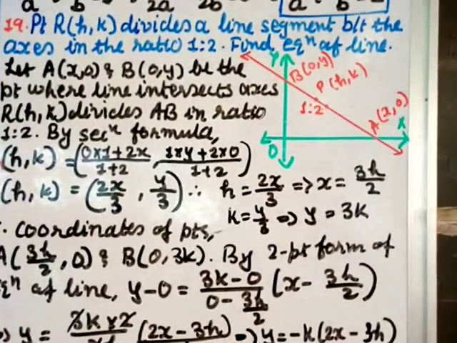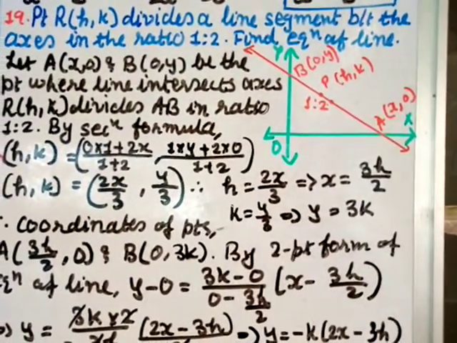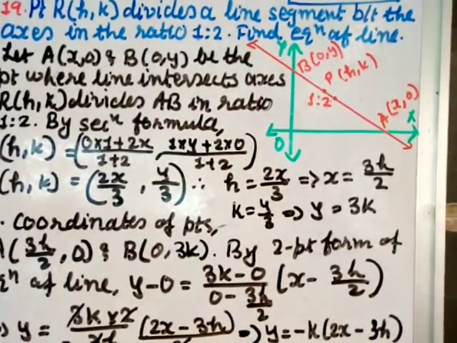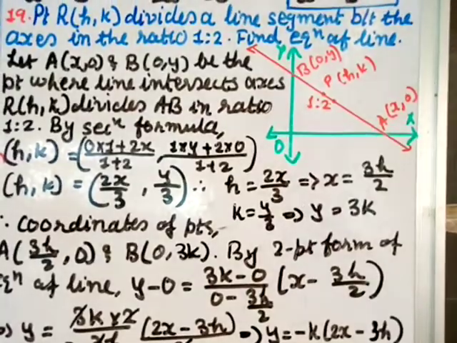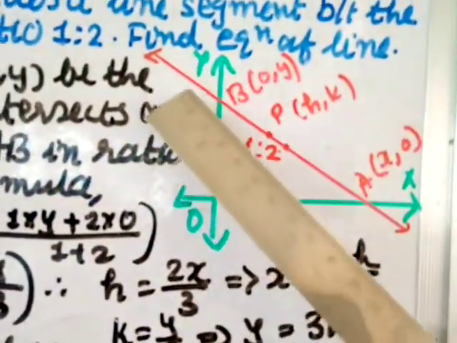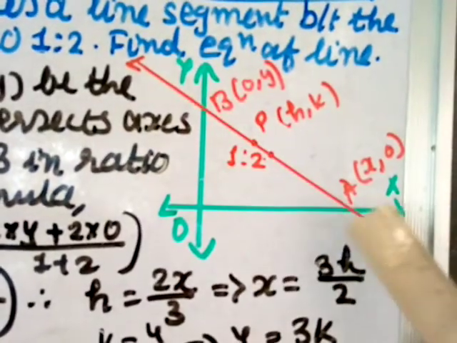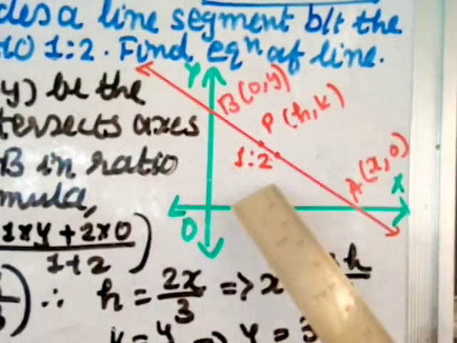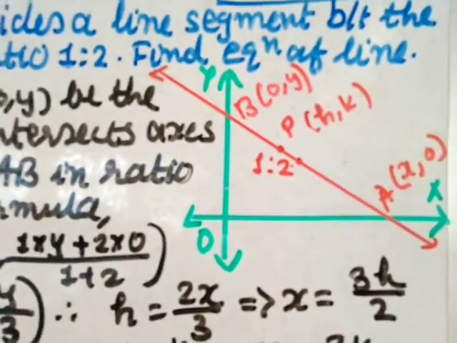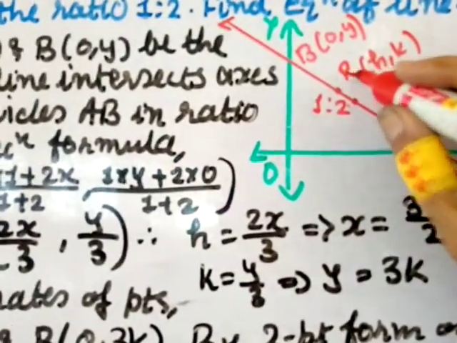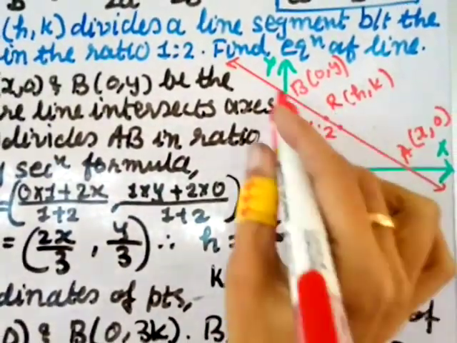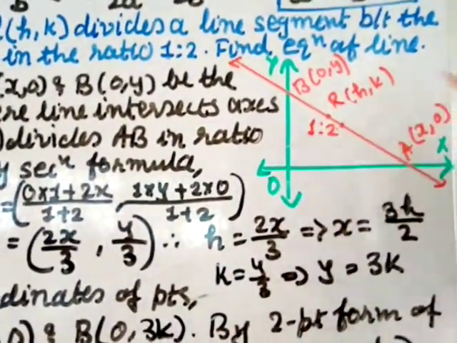Question number 19. Point (h, k) divides a line segment between the axes in the ratio 1:2. Find the equation of the line. So you have got a point R which divides the line between the axes, (h, k), in the ratio 1:2. This point is R, not P. Let us correct it. Sorry, I made a mistake. So this is R, (h, k), and the ratio is 1:2. So this is 1, this you call 2.